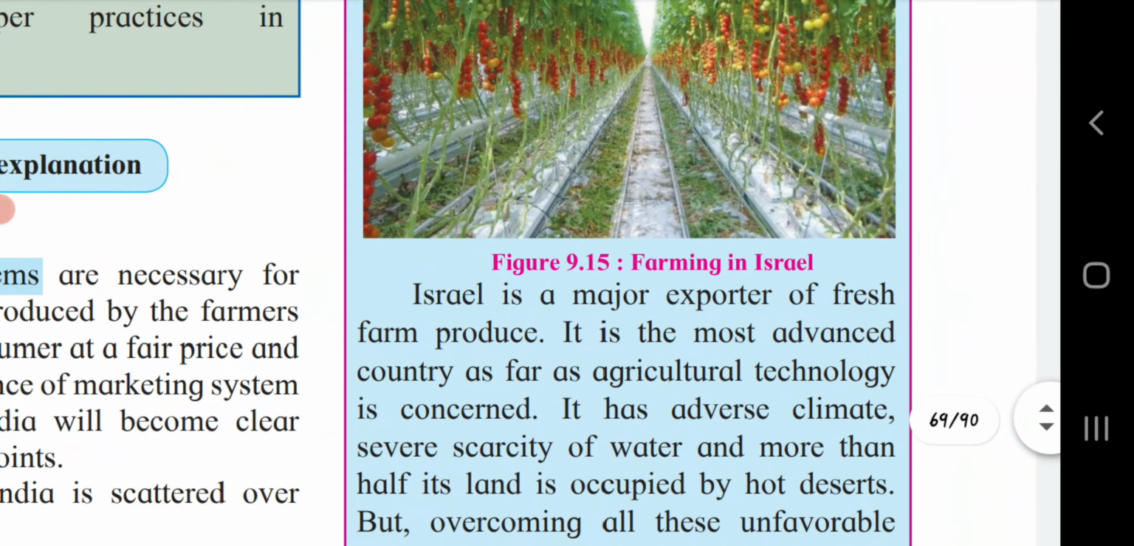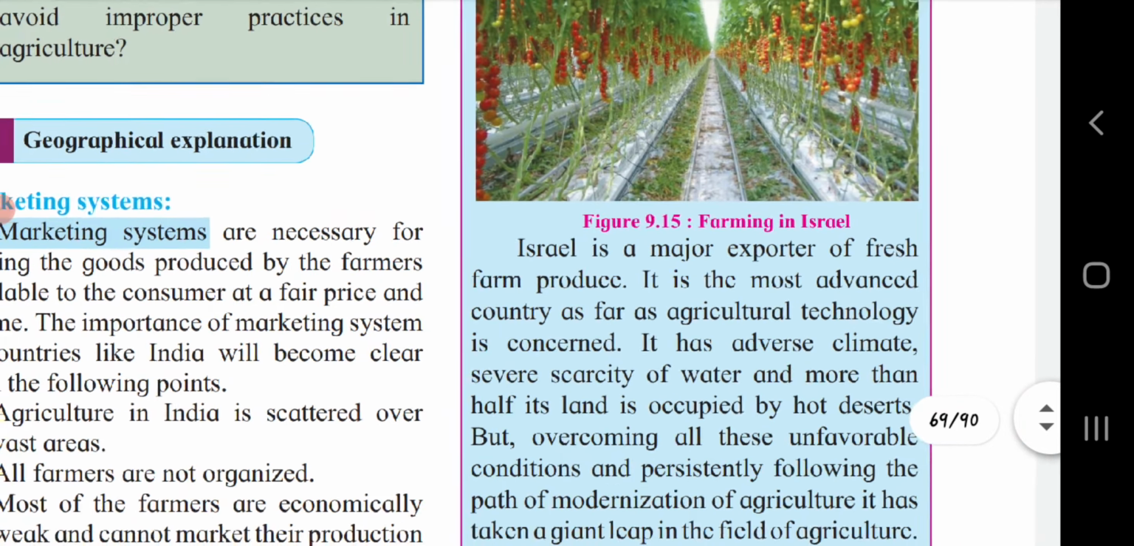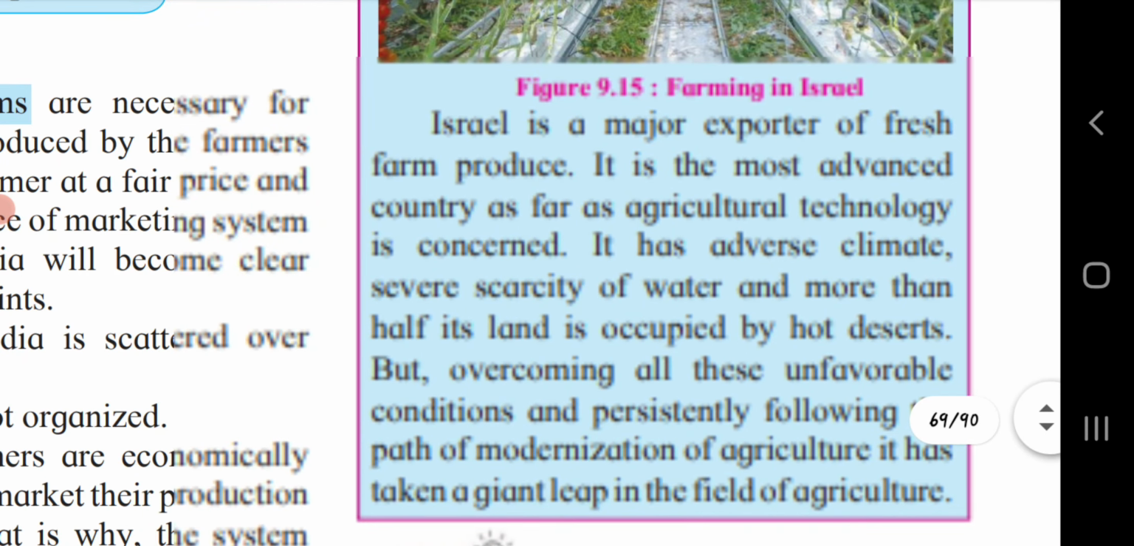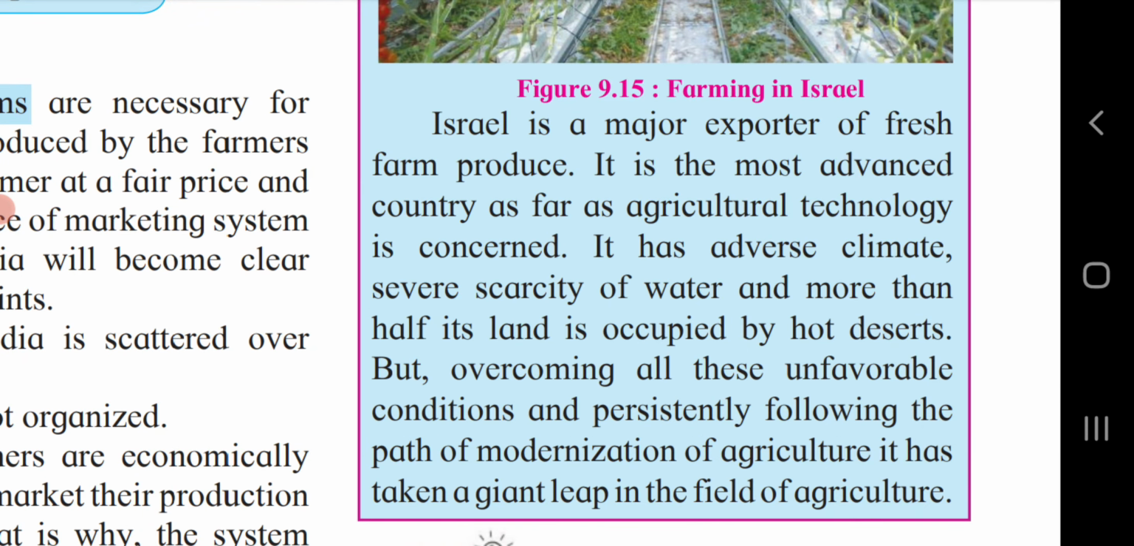One piece of info they have given is about Israel, a major exporter of fresh farm produce. It is the most advanced country as far as agriculture technology is concerned. It has an arid climate, severe scarcity of water, and more than half its land is occupied by hot deserts. But overcoming all these unfavorable conditions and persistently following the path of modernization of agriculture, it has taken a giant leap in the field of agriculture.